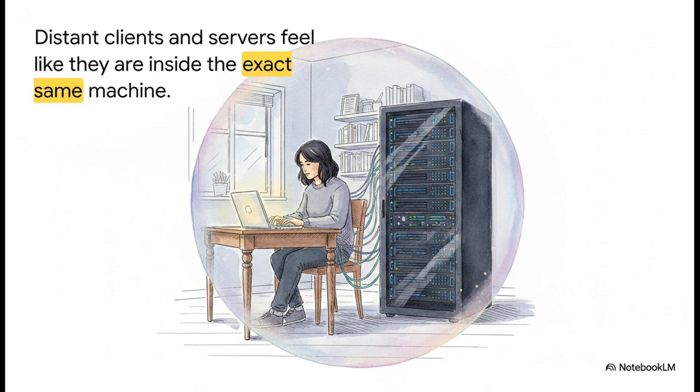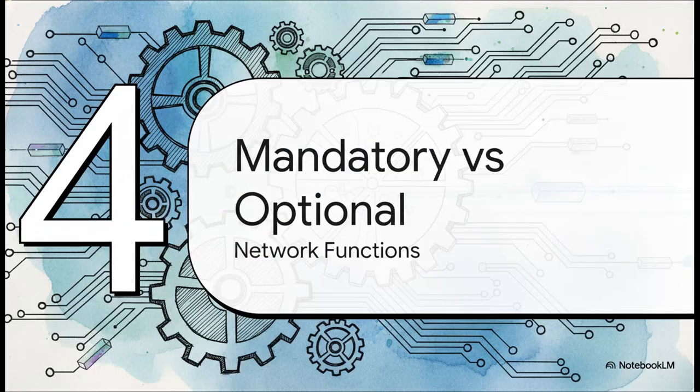When you log into an app, the network provides an environment so incredibly smooth and fast that your laptop and the distant server don't feel like two different machines at all. You just feel like the data is already sitting right there on your desk. Let's break down how it does that in Section 4, Mandatory versus Optional Functions.